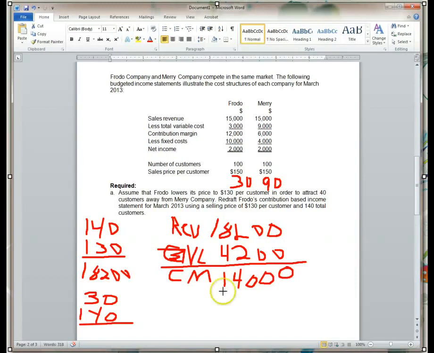So far, so good. Now we have our fixed costs. A lot of people don't know what to do with fixed costs. So essentially, your fixed costs are fixed. So you have your $10,000.